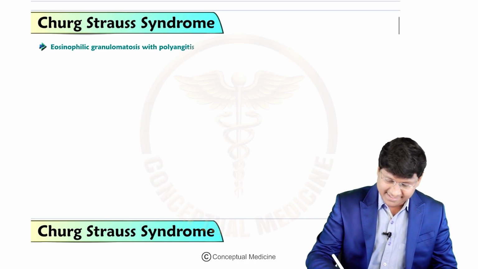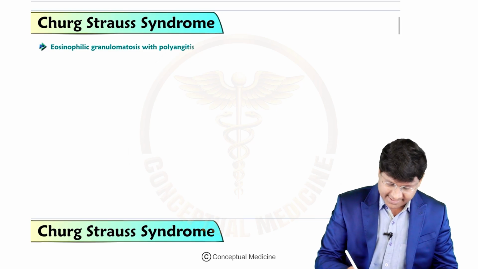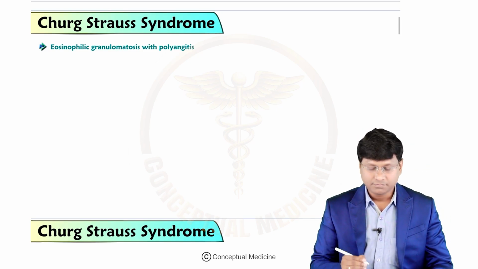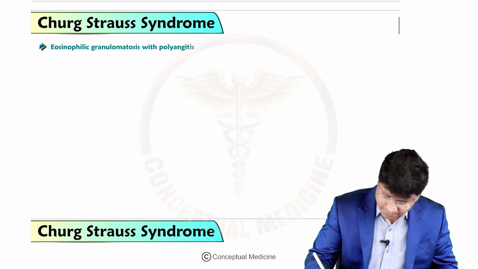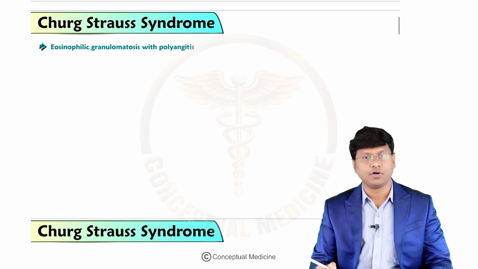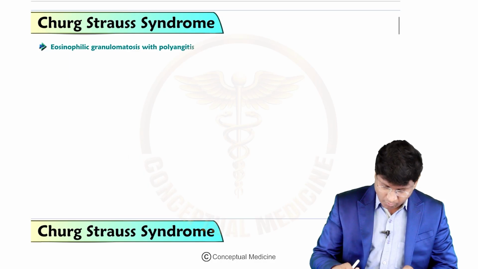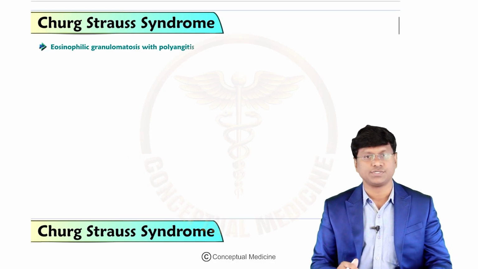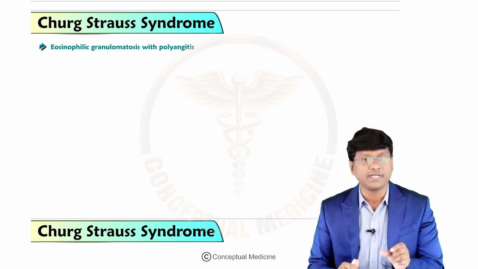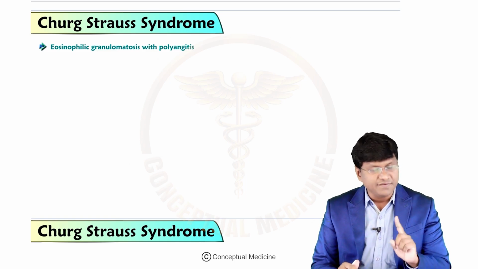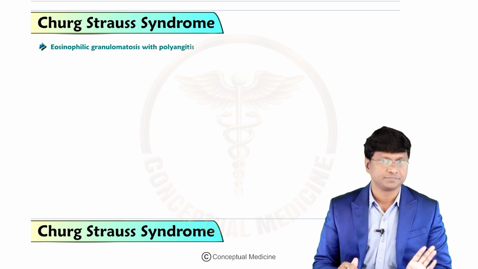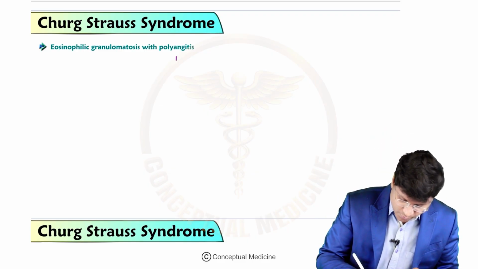In this session, I will be discussing this very important topic in vasculitis, that is the Churg-Strauss syndrome. Churg-Strauss syndrome is an example of small vessel vasculitis. And what is another name of the Churg-Strauss syndrome? Eosinophilic granulomatosis with polyangiitis. This is previously called the Churg-Strauss syndrome, right?